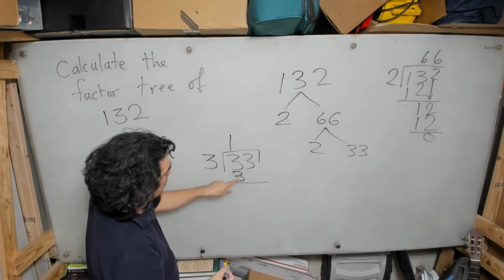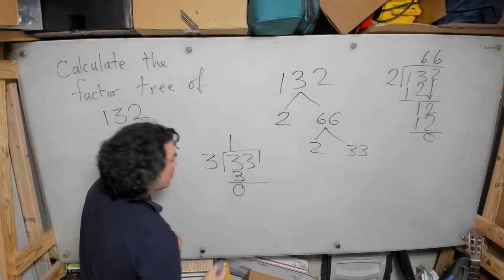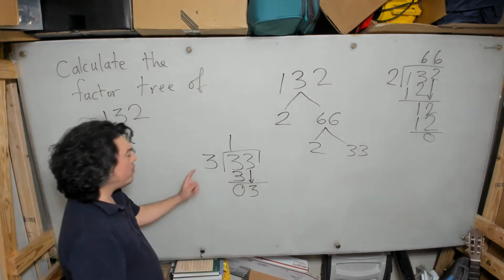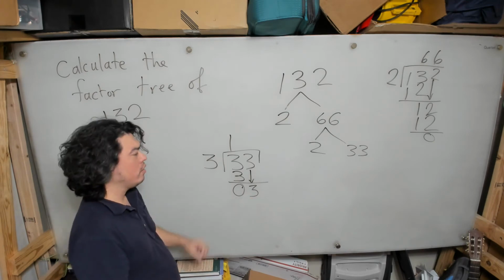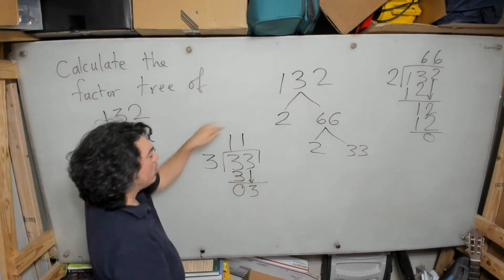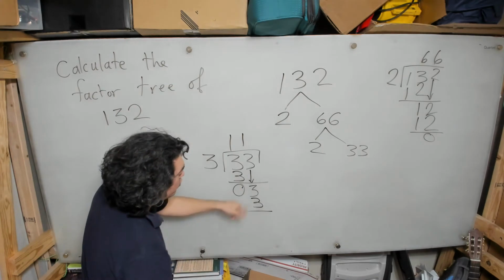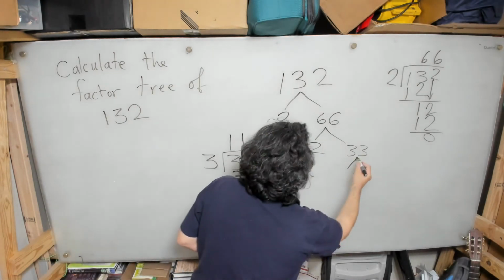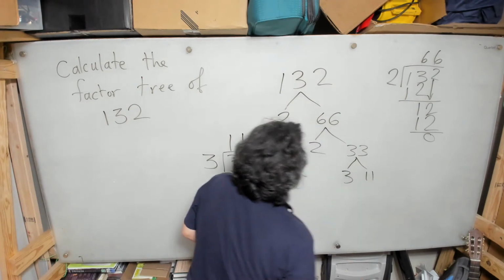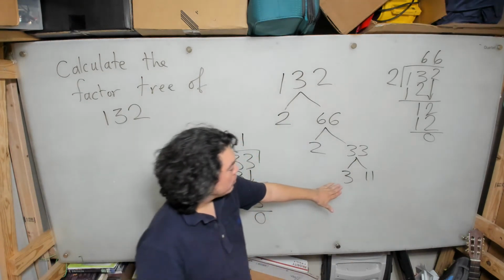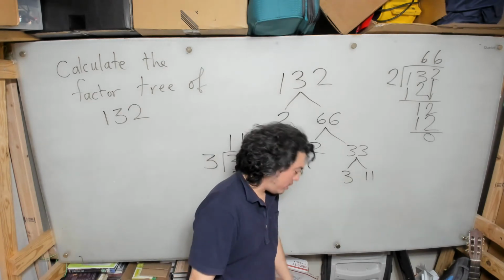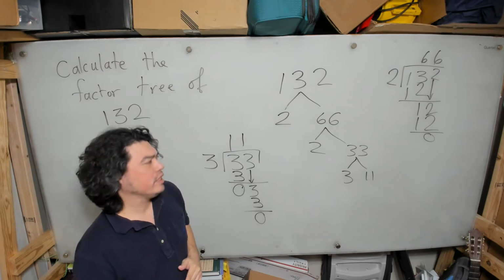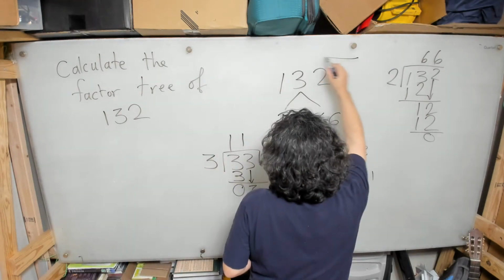Then I ask myself, what is 3 minus 3? That's 0. Once I perform my subtraction, I bring down my next digit like this. And I ask myself, how many times does 3 go into 3? Aha. 1 time as well. 1 times 3 is 3. Then I subtract these and I get 0. And so I can see, aha, 33 is 3 times 11. 3 is already a prime number. 11 is a prime number. And so we can see that our factor tree is complete. This is my factor tree for 132.